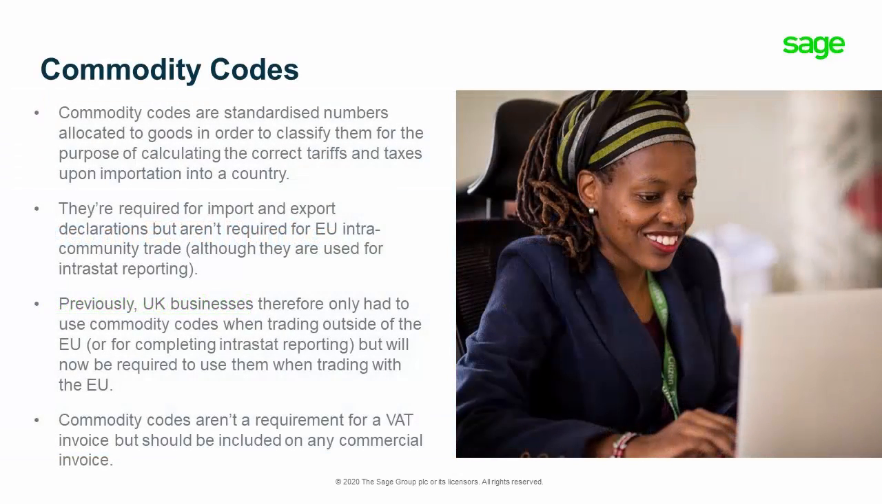Let's move on to commodity codes, which are standardised numbers allocated to goods in order to classify them for the purpose of calculating the correct tariffs and taxes upon importation into a country. They're required for import and export declarations, but aren't required for EU intra-community trade, although they are used for Intrastat reporting. Previously, UK businesses therefore only had to use commodity codes when trading outside of the EU, or for completing Intrastat reporting, but will now be required to use them when trading with the EU.